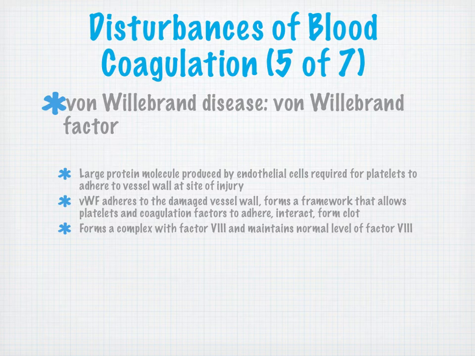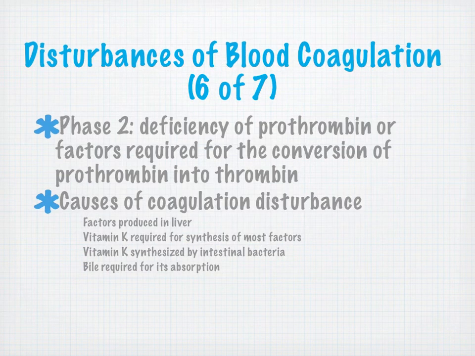So, disturbances of blood coagulation: again, von Willebrand disease is fairly common. That's a large protein molecule that's produced by the endothelial cells, and we have to have von Willebrand factor for platelets to adhere to the vessel wall. Without it, they don't adhere. So von Willebrand factor adheres to that damaged vessel wall and forms the framework that allows platelets and coagulation factors to adhere, interact, and show up as a clot. And it forms a complex with factor 8 and maintains a normal level of factor 8. So we really want von Willebrand factor to work.